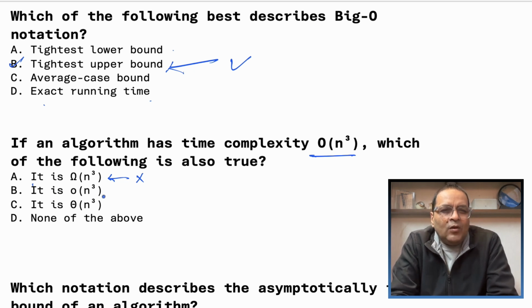Next is, it is small o of n cube. This is definitely not true. Next is, it is theta of n cube. This is also not guaranteed. I mean, they may be true, they may not be true. So which of the following is also true? We cannot say for certainty, and the answer here is none of the above.